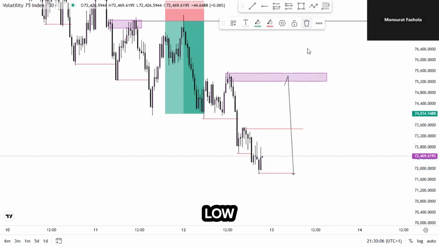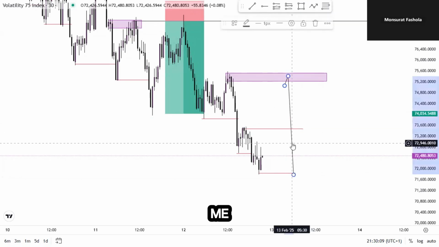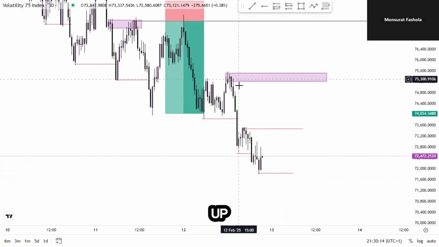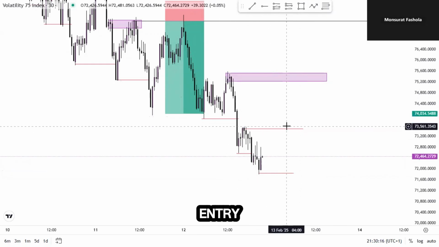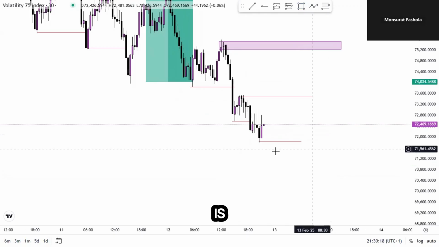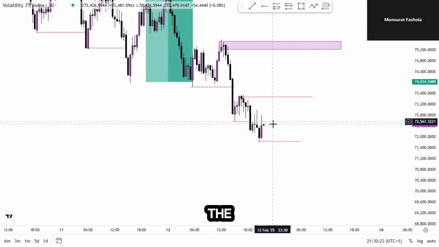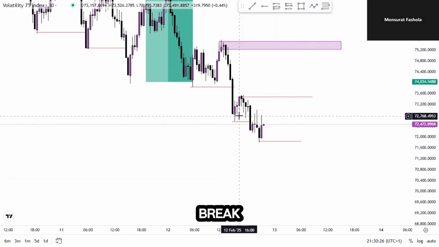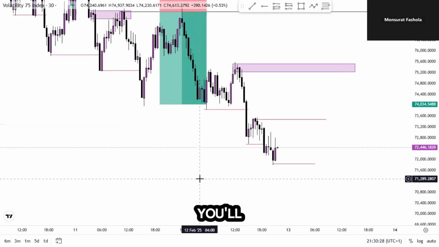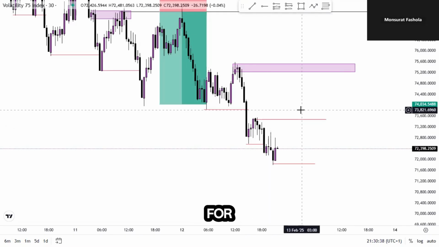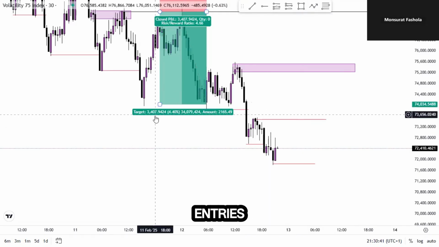You can see this new low that I put here. Let me clear this. So I'm expecting, even though I missed this entry up here, what I know is price will definitely come and break this low. The moment price breaks the structure, that is when you'll be looking for an entry point. Not until price has broken that structure, you have no business looking for a place to take entries.